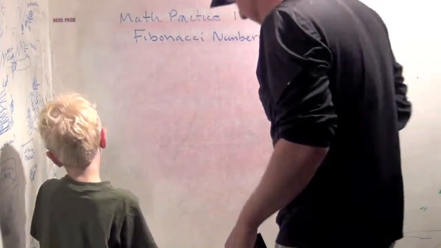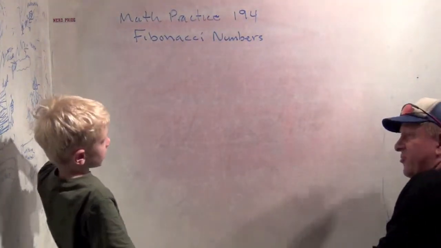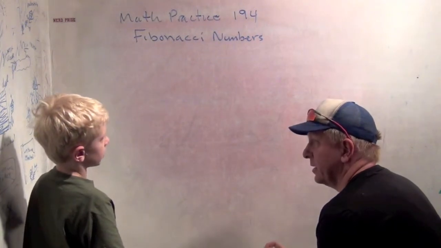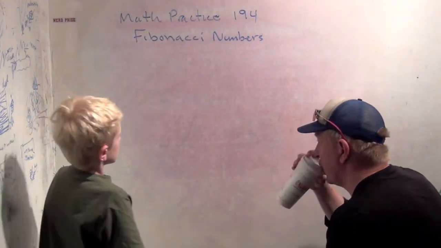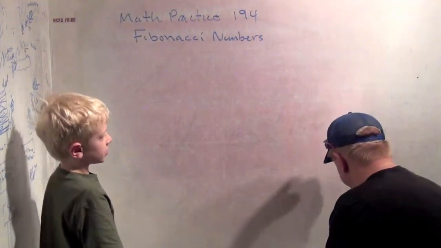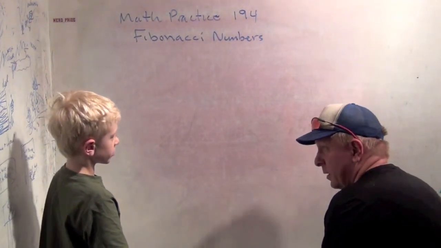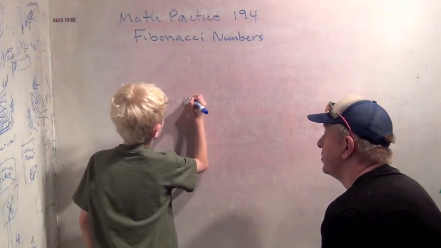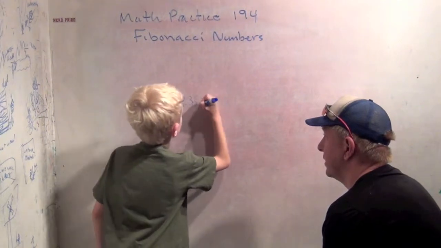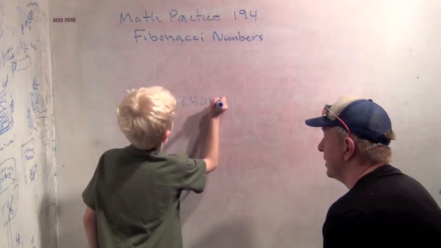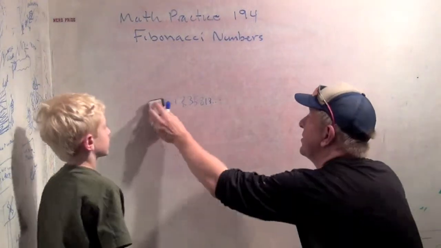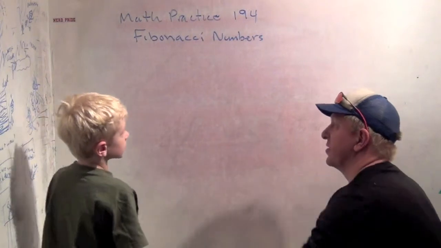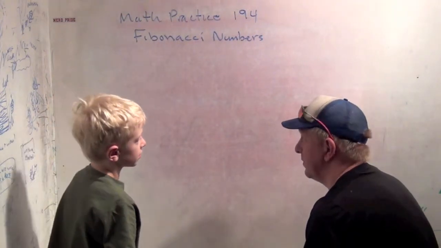Math Practice number 194. Today we're going to talk about the Fibonacci numbers. Yay! You know a little bit about the Fibonacci numbers, right? What do you know about them? Well, I know they form a big spiral, and I know a couple of the numbers. Which ones do you know? 1, 2, 3, 5, 8, 13, and a lot of others. That's great. And you've seen some videos about geometry, and that you can make a spiral out of these numbers, right? We'll probably do that on Wednesday.